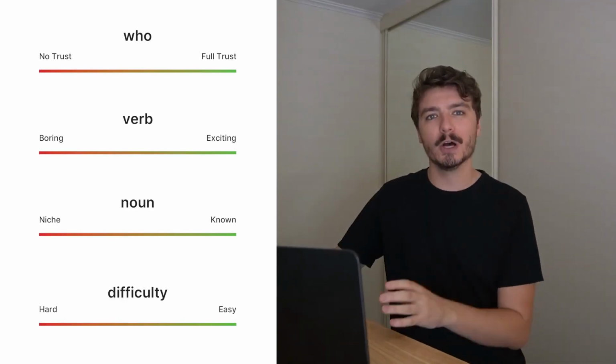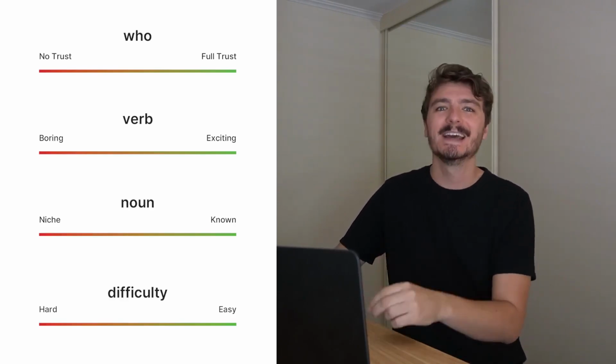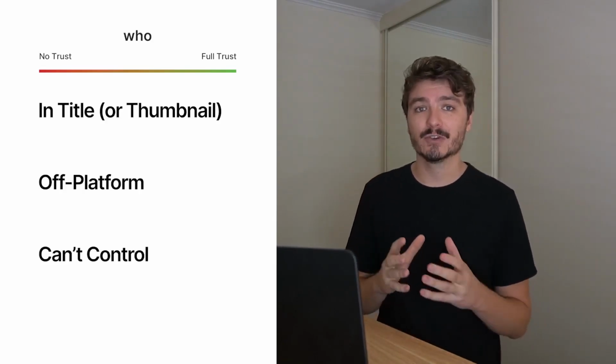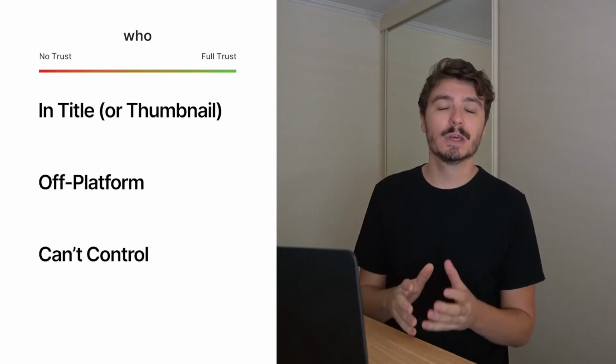So for the who part of the title, there are 4 ways that we can get more trust in the title. So for education, you want to ensure that it's obvious that you are the right person to be delivering this information. Now, there are 4 ways that we can increase trust. 2 of them you cannot control, and 2 of them you can control.